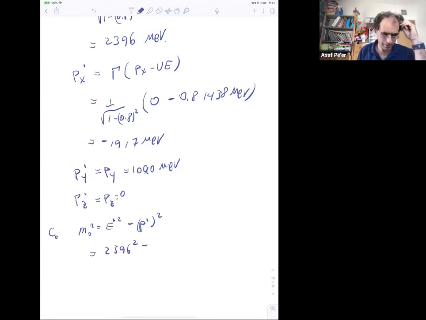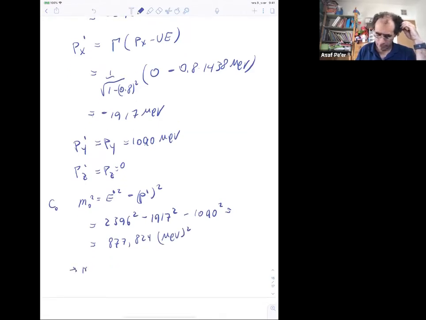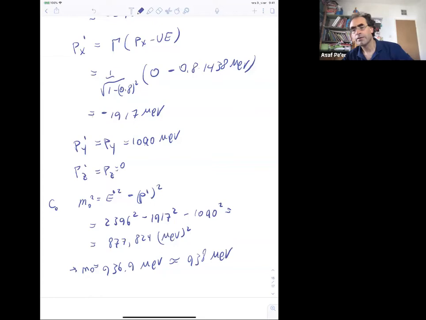So it's just 2396 squared minus 1917 squared minus 1090 squared, which according to my calculation, which you should check, is 877824 MeV squared, from which you get that M0 is, I got 936.9 MeV, which is about 938 anyway, with some rounding errors. Check it out.